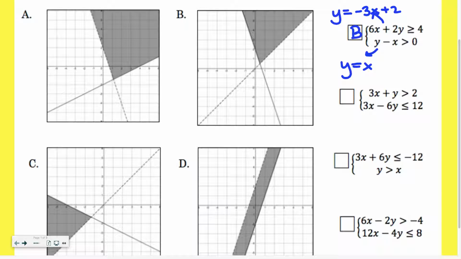Now, do you notice how one line is solid and one line is dotted? How do we know which line is solid versus dotted? If the inequality is equal to. Okay, if we have that equality in our inequality, it's a weird sentence, then it's going to be a solid line. If it's a strict inequality, we have that dotted line. Okay, so those are matching up.